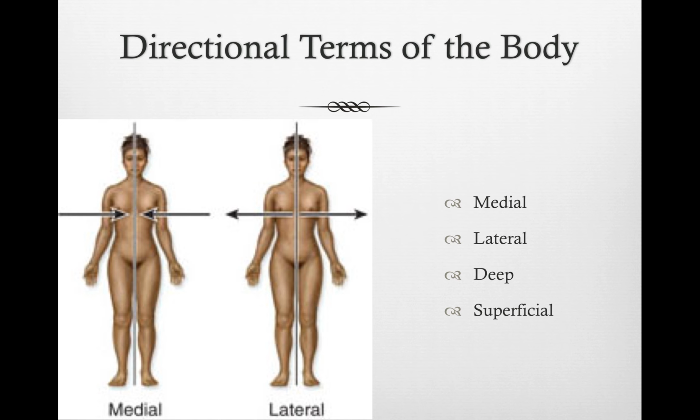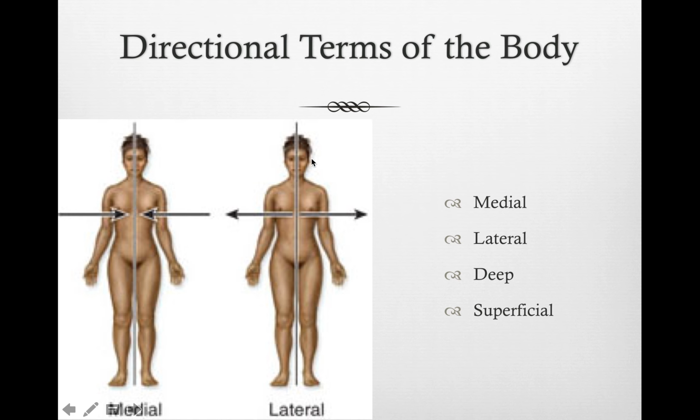Medial and lateral refer to how far something is from the midline of the body. So if two structures are closer to the midline, then they are considered to be medial relative to something else. And we'll use these examples again. The eyes, this individual's eyes, are medial relative to her ears.